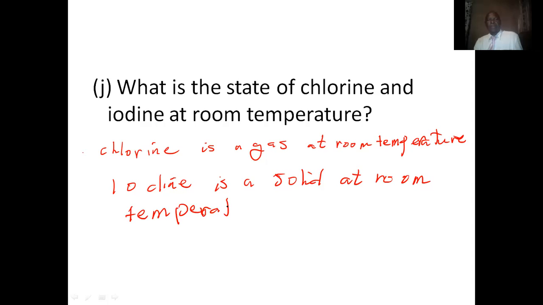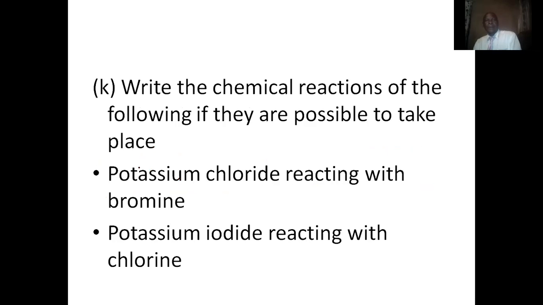So at room temperature, chlorine and fluorine are gases, while bromine is a liquid at room temperature. Then iodine is a solid. That's how the halogens or group 7 elements are.